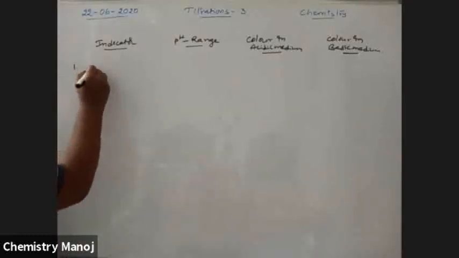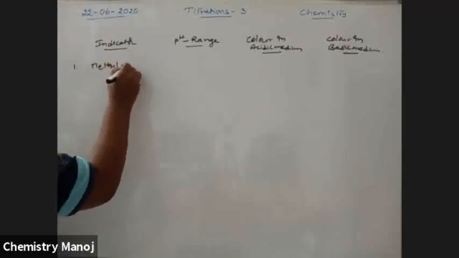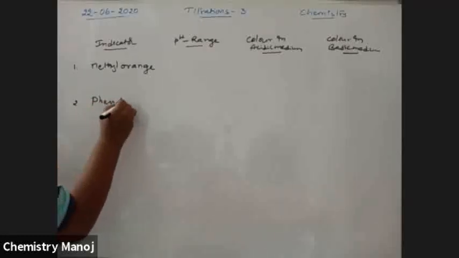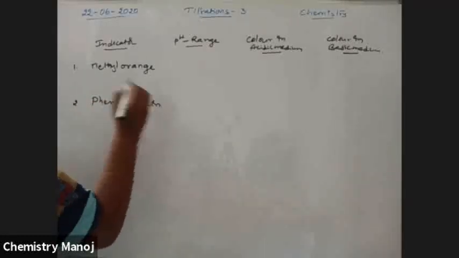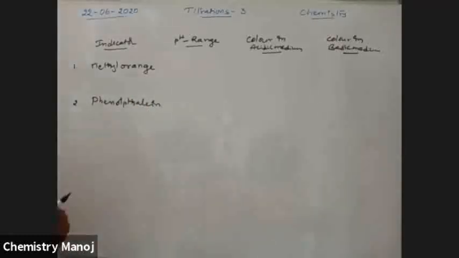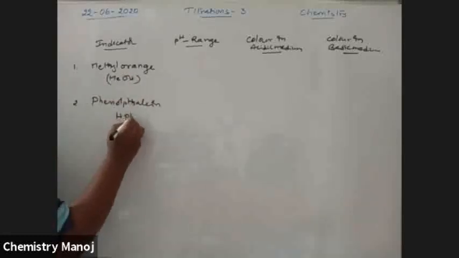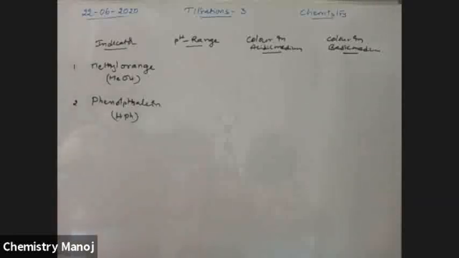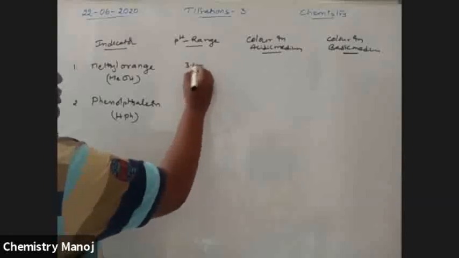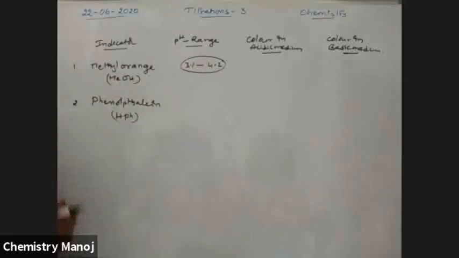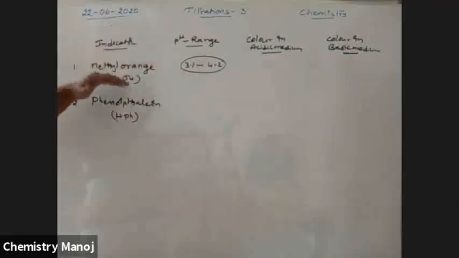One is methyl orange, and the second one is phenolphthalein. Methyl orange indicator is indicated with MeOH. Phenolphthalein is indicated with HPh. These are the symbols. The pH range of methyl orange is 3.1 to 4.2. In this pH range, methyl orange is in good working condition. So in this pH only, we use methyl orange indicator.